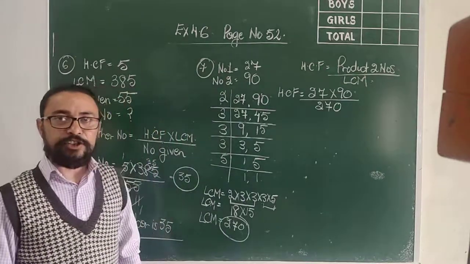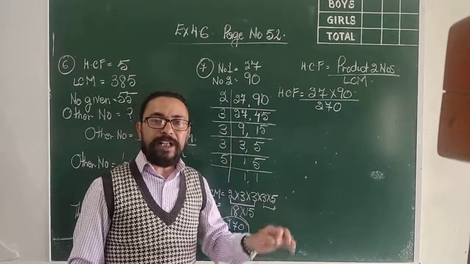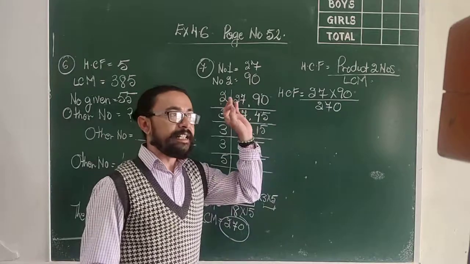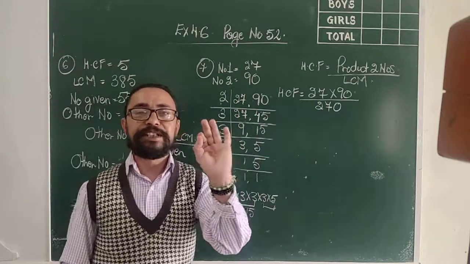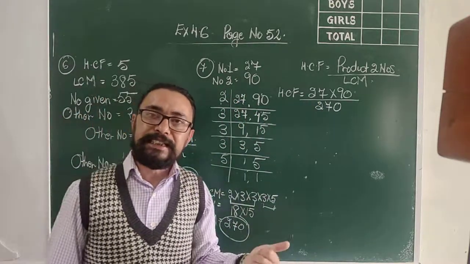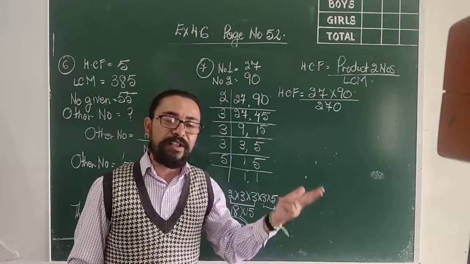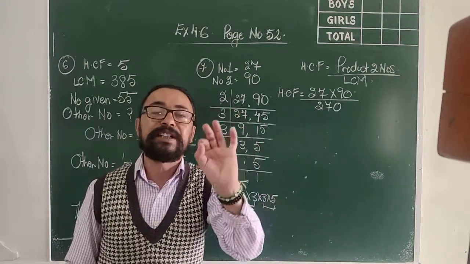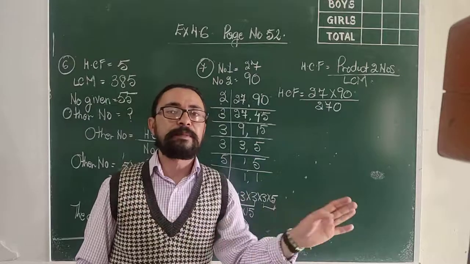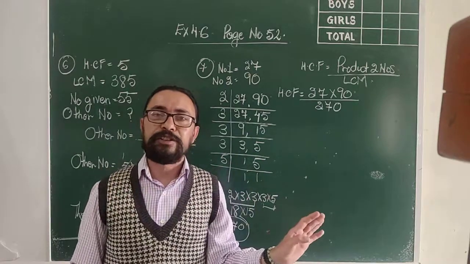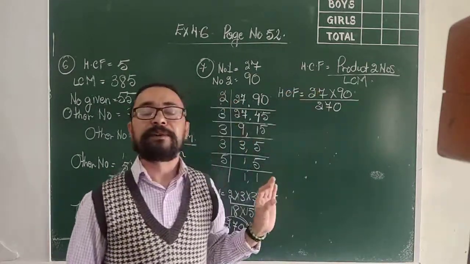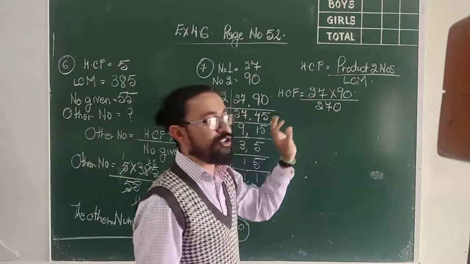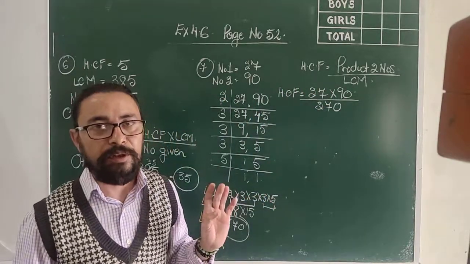Now see the cancellation. Remember children, it will definitely cancel till you are left with a perfect number, because the HCF or LCM or the first number or the second number are going to be perfect numbers. They are not going to be decimal numbers. They are not going to be fractions. So this cancellation has to be perfect. If you are not getting your cancellation perfect, that means you are doing the sum wrong.